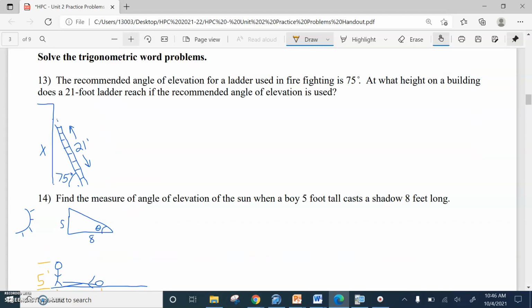So 13, recommended angle of elevation 75 degrees. They're saying at what height on a building does a 21-foot ladder reach? So what they're saying is the length of the ladder is 21 feet, and they want to know how far up the building it will reach, because we're at an angle, so we won't get the full 21 feet of reach from that ladder. So that's where this x comes in. So we're trying to find x.